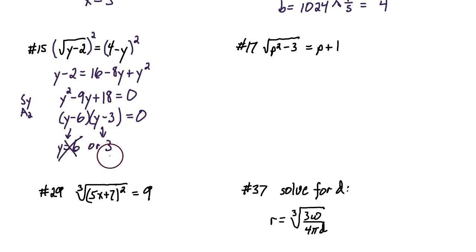Now let's try our answer of 3. 3 minus 2 makes 1, and the square root of 1 makes a 1. On the other side, in black ink, it was 4 minus 3, which also makes 1. So this answer works. Number 17, let's remove the square root by squaring both sides.